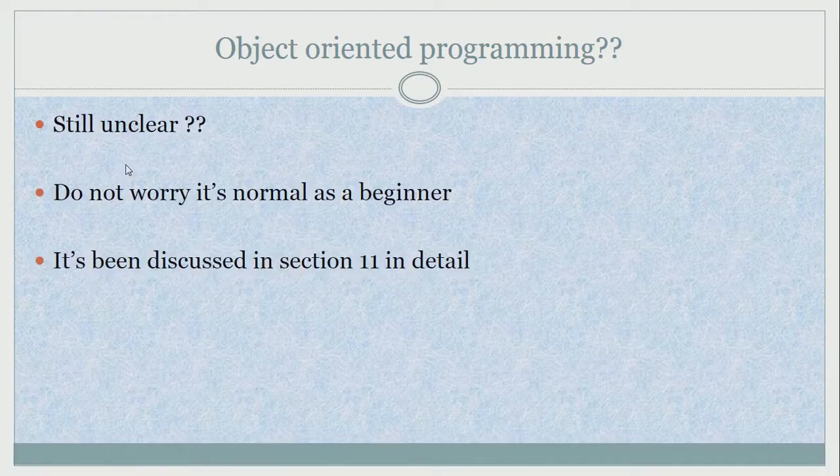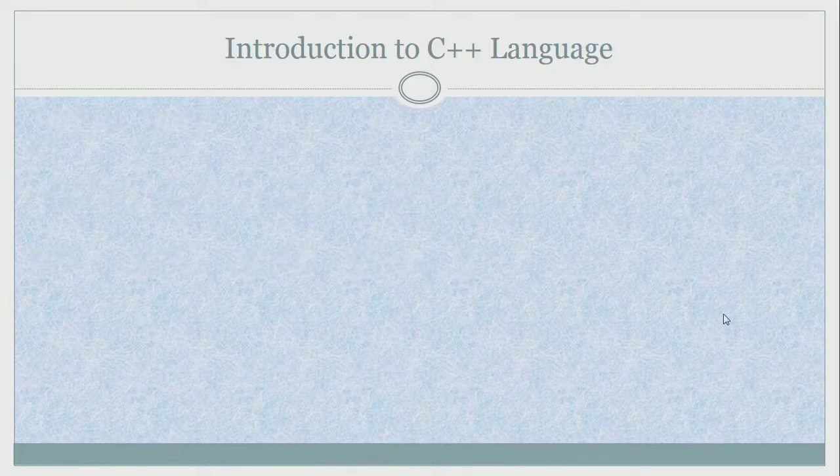Okay, still unclear? Do not worry. It's normal as a beginner, as this is an advanced topic. We will study it in depth in section 11 of the course, and there you can understand it properly. But as I said, it is necessary to mention this advantage of the C++ language in its introduction. So that's why I gave a brief introduction to it. So let's look at the introduction to the C++ language.